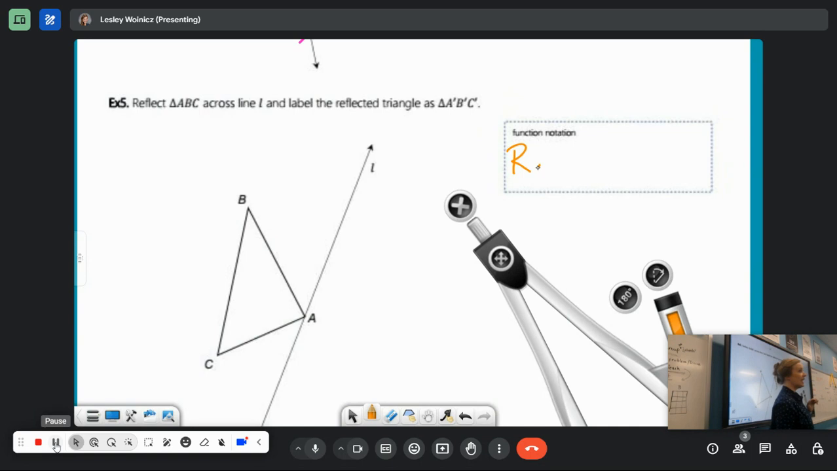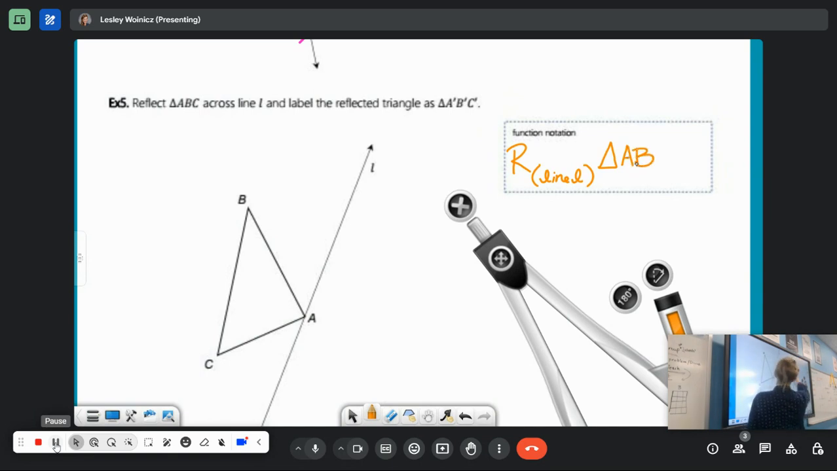Okay, so you should have picked a capital R. Inside the parentheses in the subscript, you should have told me the line of reflection, and then the object that is being transformed. Just to remind ourselves what we're doing, we are looking for the perpendicular distance for each of our points, and we are finding the same perpendicular distance on the opposite side.